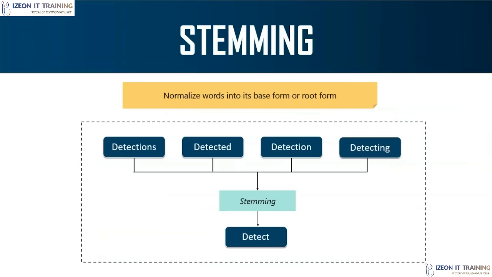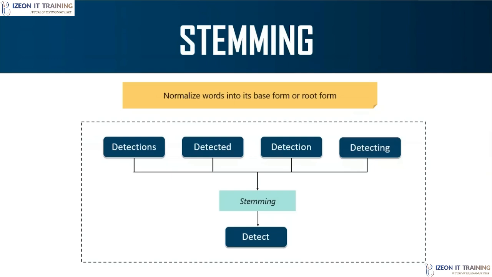Next, we have something known as stemming. Stemming is basically normalizing words into its base form or into its root form. Take a look at this example. We have words like detection, detecting, detected, and detections. Now, we all know that the root word for all these words is detect. Basically, all these words mean detect. So the stemming algorithm works by cutting off the end or the beginning of the word and taking into account a list of common prefixes and suffixes that can be found in any word. So guys, stemming can be successful in some cases, but not always.